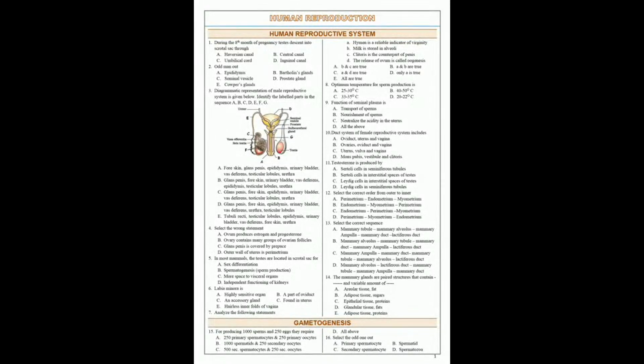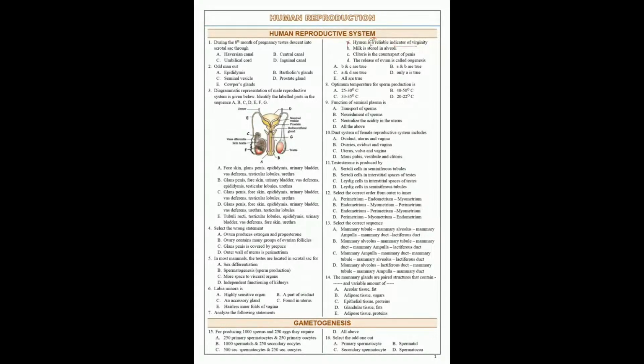So hymen is a reliable indicator of virginity. True? Sorry, I'm so sorry. It should be: hymen is not a reliable indicator of virginity. So milk is stored in alveoli. Okay. The hymen statement is incorrect.